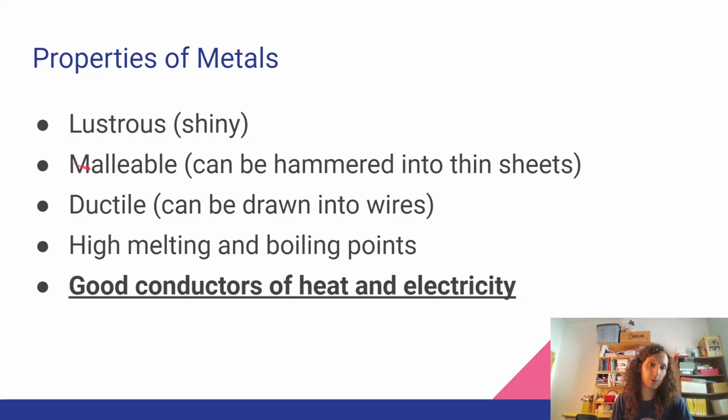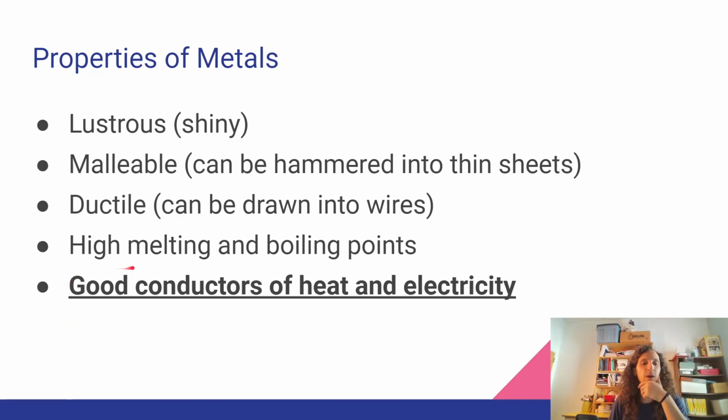So something like aluminum is very malleable. That's why we have thin sheets of aluminum foil. Substances like copper are very ductile. We can draw copper into wires. We also see very high melting and boiling points. So this is why in order to melt iron to make a sword, you need a forge that gets really, really hot, because iron has a very high melting point.